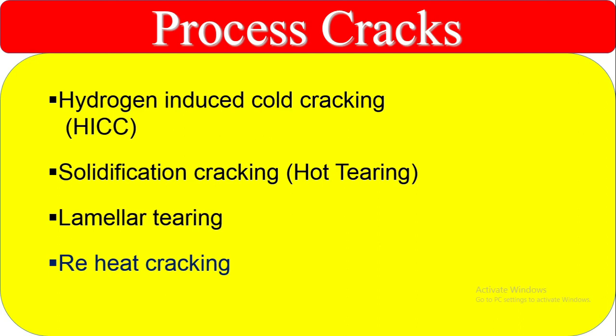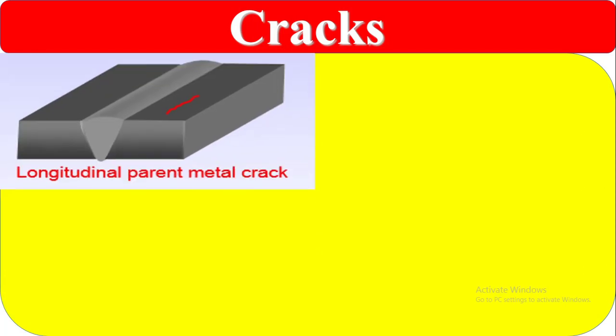Reheat cracking. What is reheat cracking? Reheat cracking occurs in low alloy steel containing alloying additions of molybdenum and chromium. So this is reheat cracking. You have to understand these process cracks. These are the four types of crack: hydrogen induced cold cracking, solidification cracking, lamellar tearing, and reheat cracking. Now we'll go to the cracks and how they look.